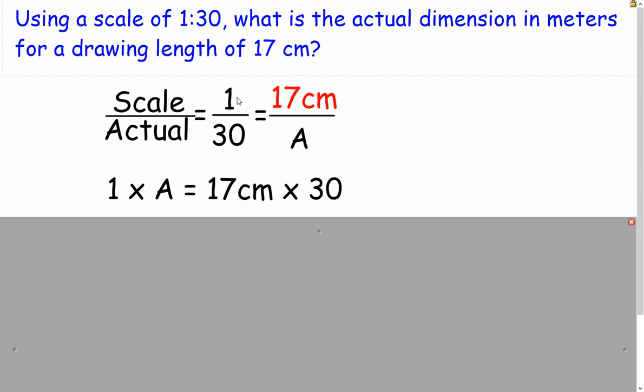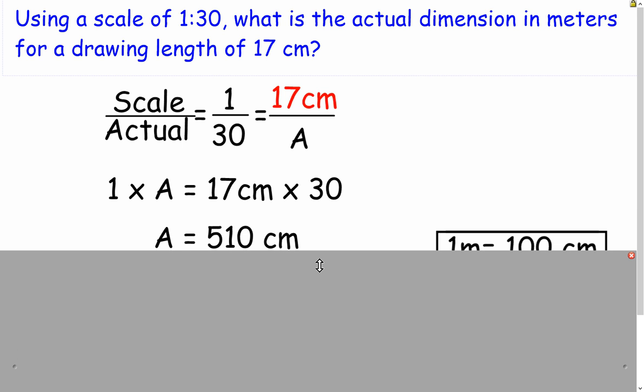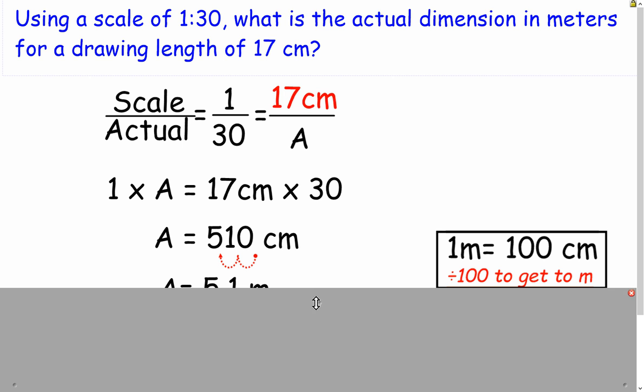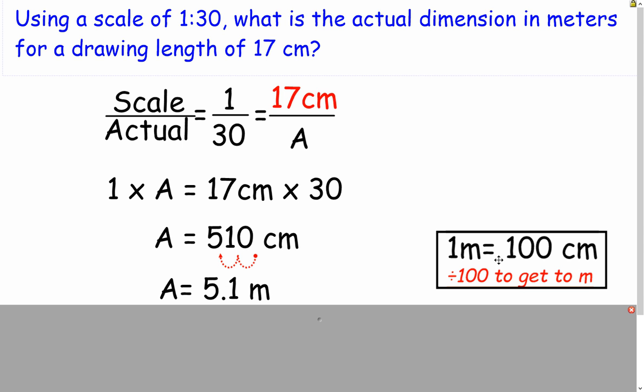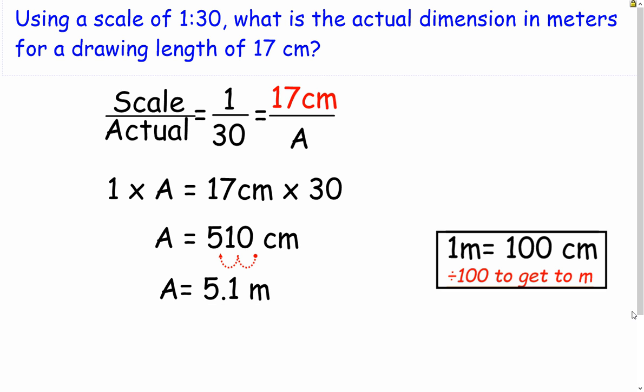When we cross multiply, we get 1 times A equals 17 centimeters times 30. So the only units we have in there right now are centimeters. Multiply that out, we get 510 centimeters, but if you remember, you get 100 centimeters per 1 meter. So if you want to find meters, you divide by 100, or you can just move that decimal point over 2, and the actual length is 5.1 meters.